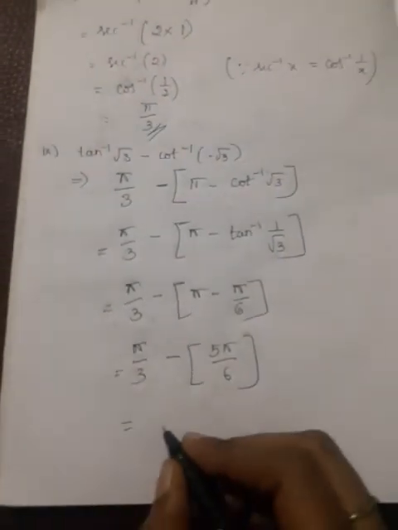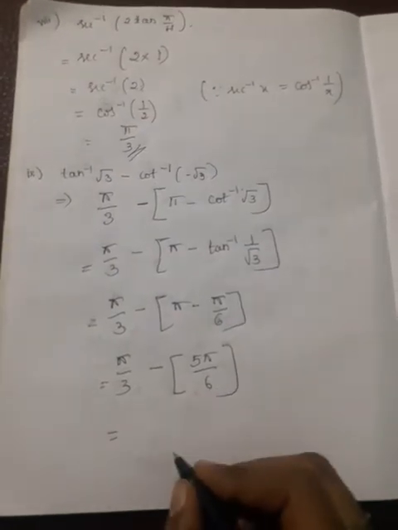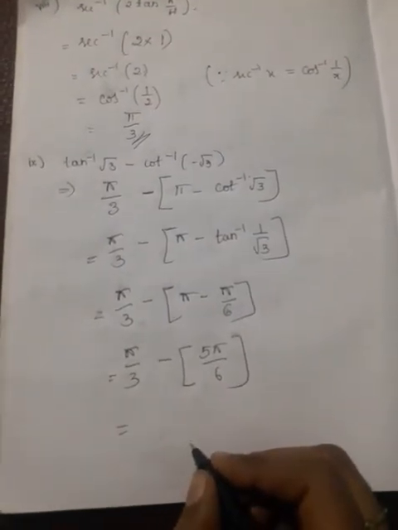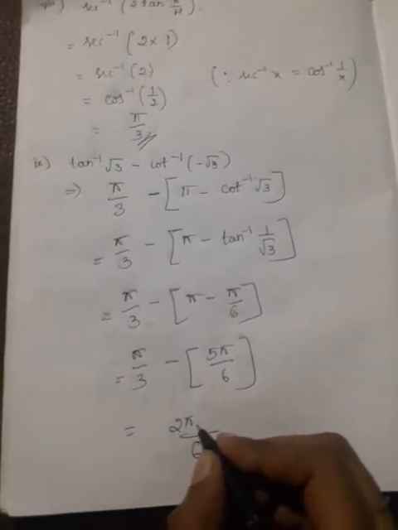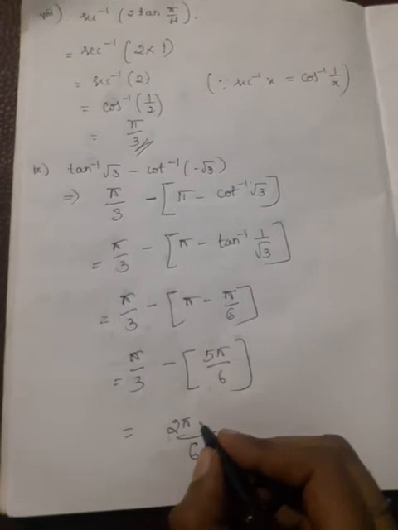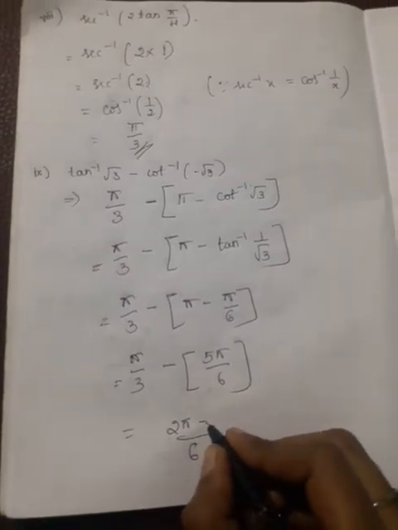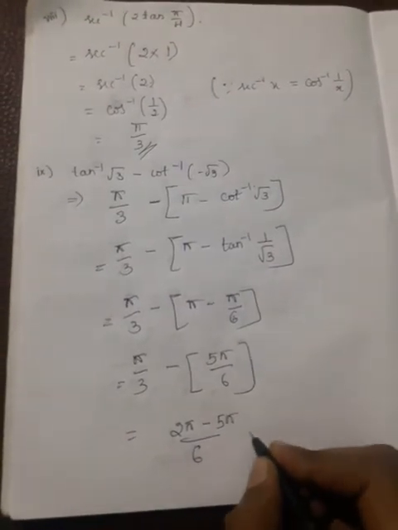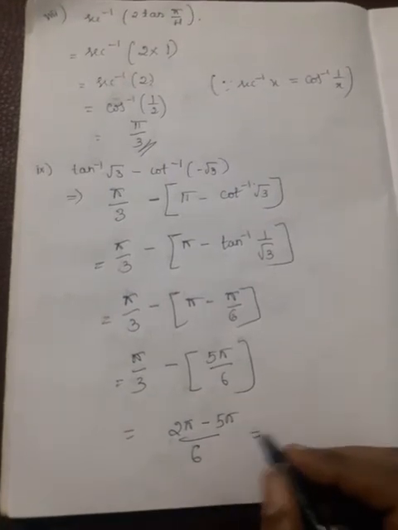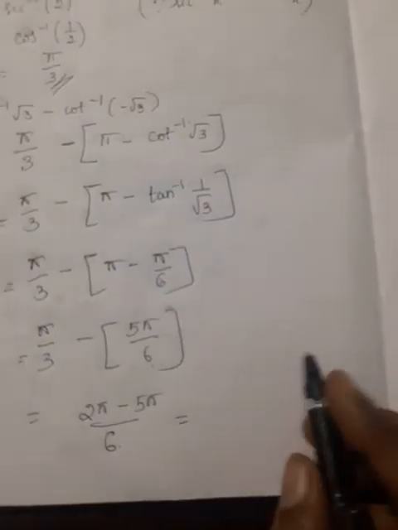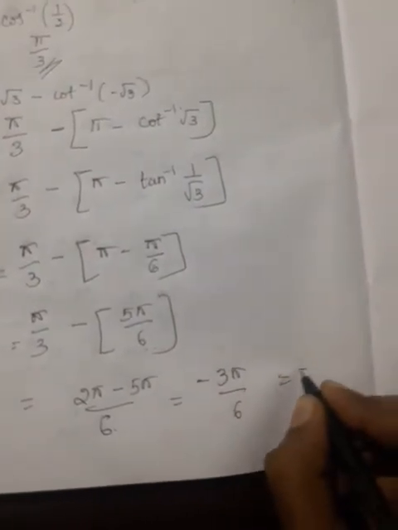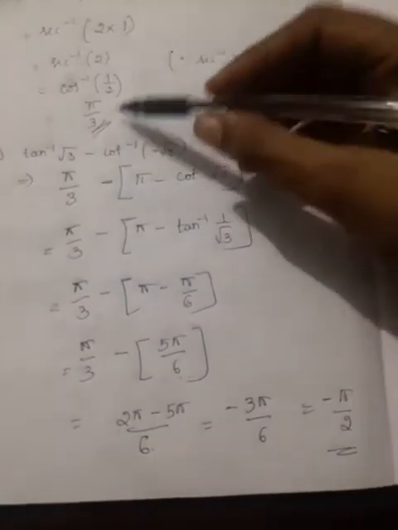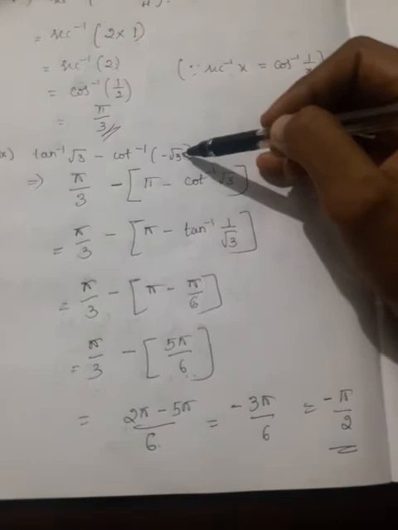This is again, what is the common denominator? Here the common denominator is 6. 2 pi minus 5 pi, that is equal to minus 3 pi by 6. 3 1s are 3, 3 2s are 6, that is minus pi by 2. This is the answer. Question is tan inverse of root 3 minus cot inverse of minus root 3.